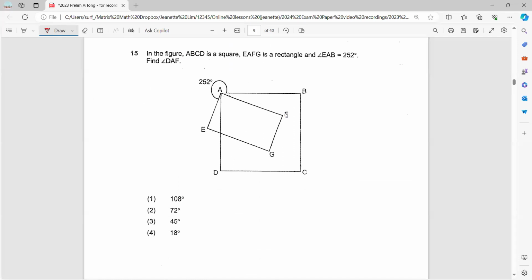Question 15. ABCD is a square. EAFG is a rectangle. And you have this 252 degrees. Find DAF. Okay, so we are supposed to find this angle over here. Now, using 252, what can we find? We can find angle EAB, the obtuse angle EAB. What they have given us is the reflex angle 252. So we'll take 360, angles at a point, 360 minus 252.